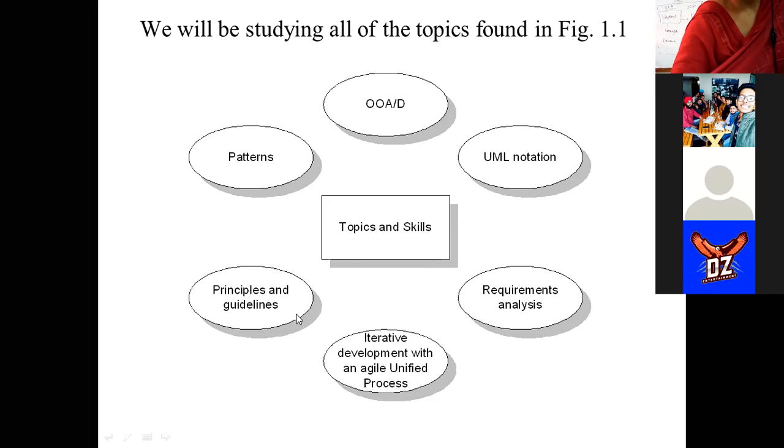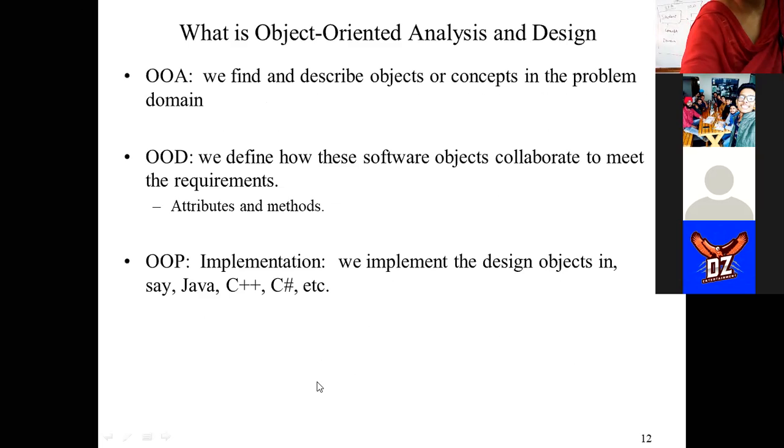We are done with that. Principles, guidelines and patterns. So first of all, as I already discussed a little about object-oriented analysis and design, in OOA, that is object-oriented analysis, we define, find, and describe objects or concepts in the problem domain. In object-oriented design, we define how these software objects collaborate to meet the requirements, that is attributes and methods. And in object-oriented programming, implementation is the concern. We implement the design objects in the form of Java, C++, or C# languages.